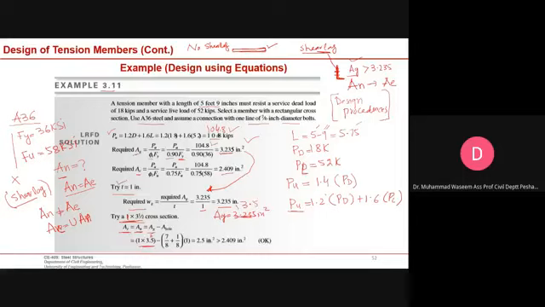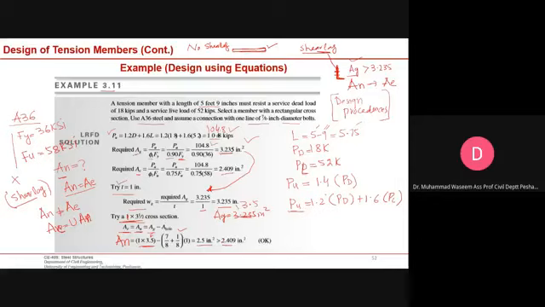So the gross area you can calculate. The bolt diameter is 7/8 inches, and if you add 1/8 inch clearance, you will get the diameter of the hole. Then you have to multiply it with the thickness. In this way you will get the net area. This is the net area, and the net area is 2.5 inch square, and the required effective or net area is 2.409 inch square. So this area is greater than this value, so the selected member is fine.